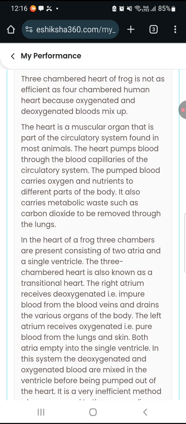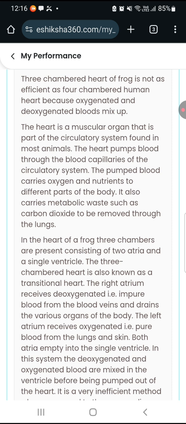The heart is a muscular organ that is part of the circulatory system found in most animals. The heart pumps blood through the blood capillaries of the circulatory system. The pumped blood carries oxygen and nutrients to different parts of the body. It also carries metabolic waste such as carbon dioxide to be removed through the lungs.